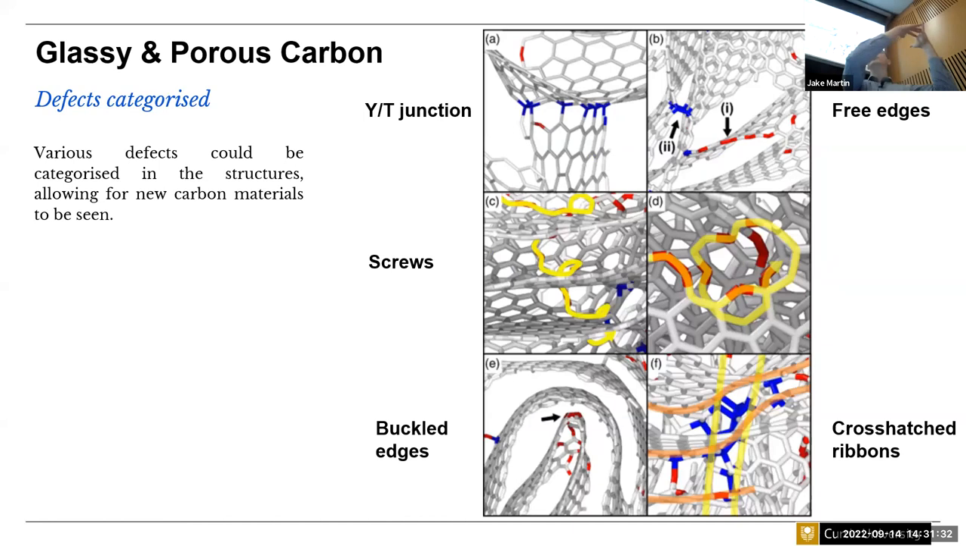We also have buckled edges. We have crosshatch ribbons, where they kind of crosshatch like that. We still haven't figured out how that really works. And then we have screws, and we have lots of screws. Screw dislocations, these screws that wind the layers up. And that kind of resolved a lot of issues.